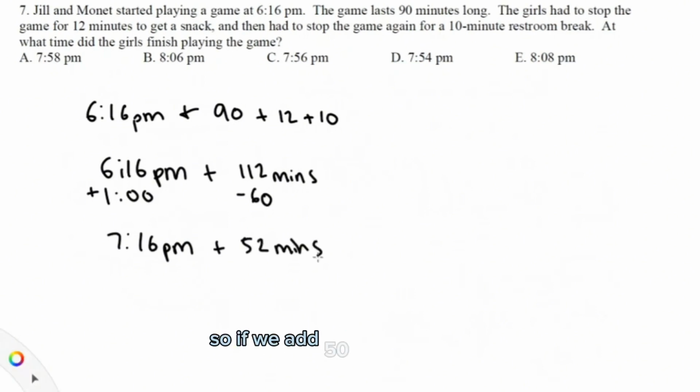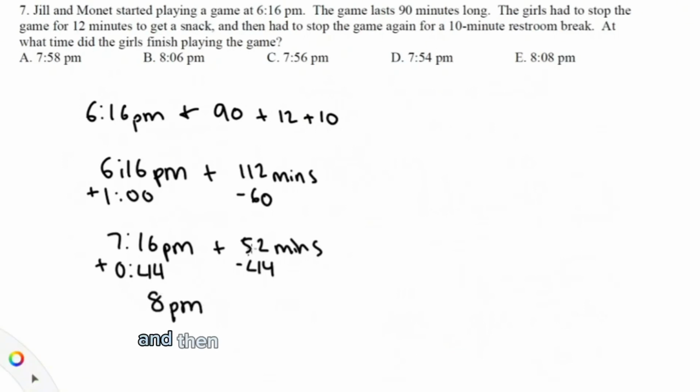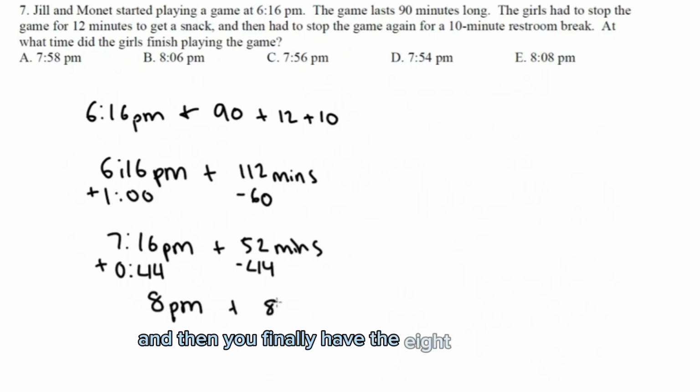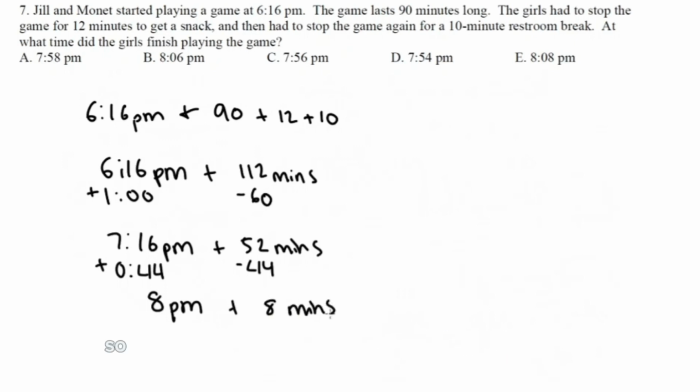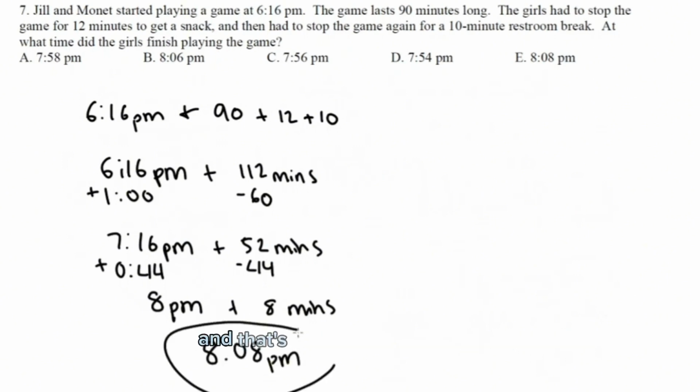Alright, so if we add 50 minutes to 7:16, that would already cover the next hour. So that means we would lose the 44 minutes to get to 8. So we subtract 44 minutes here, and then we add 44 minutes here. So now this becomes 8 p.m. And then you finally have the 8 minutes left. So 8 p.m. plus 8 minutes, that's just 8:08 p.m. And that's your answer.